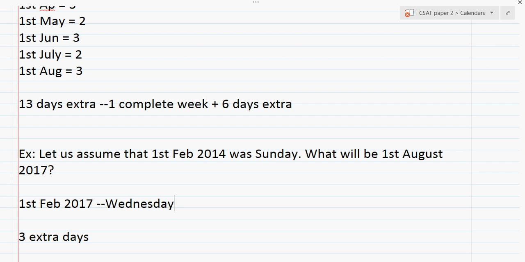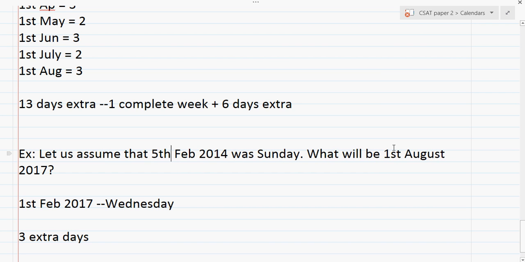Once we know 1st February 2017, from the earlier example we can easily find 1st August 2017 as well, right? Or even if it is some other date, we can easily find that, right? So for example, rather than 1st, let's say 5th February, and here we have to find, let's say, 21st. So how do we do it?